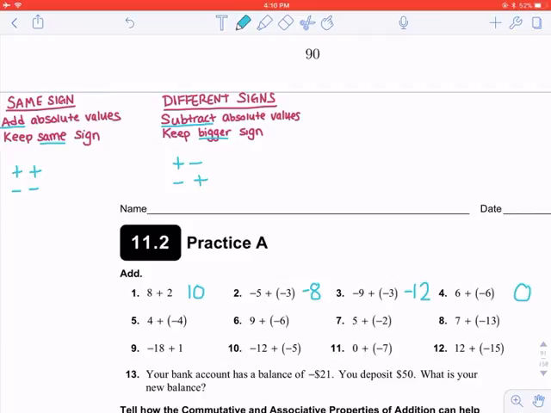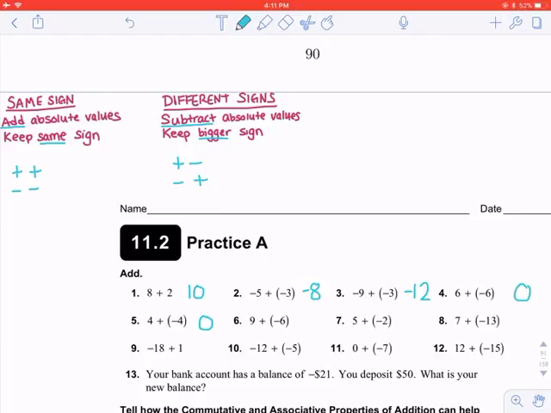All right, hopefully you're ready to check it. These are different signs, 4 and negative 4. So we're going to subtract 4 minus 4. We pretend they're both positive for a second. 4 minus 4 is 0. And then 0 doesn't have a sign.